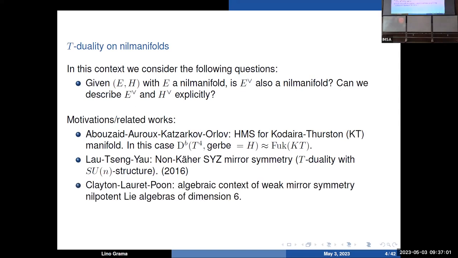And just to mention, this is a related work, but it's not quite the same: Clayton, Lauret, and Poon have some algebraic context of weak mirror symmetry for nilpotent Lie algebras. This is a symmetry, an equivalence between DGAs, differential graded algebras, involving these nilpotent Lie algebras.